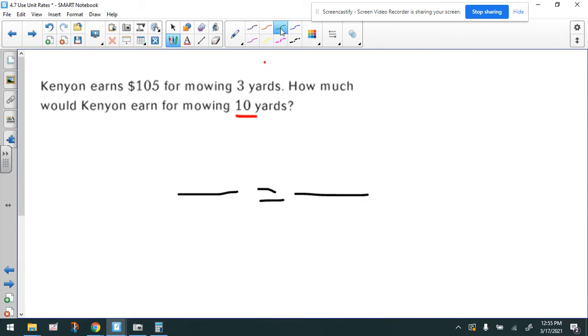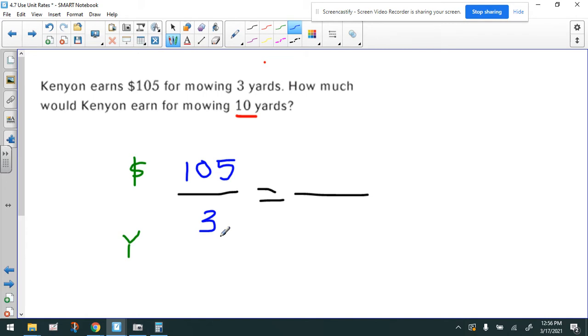So first we need to figure out what our units are. What are we comparing? We're comparing dollars to yards. Dollars and yards. So it's $105, 3 yards. All right, now we might explore whether or not we can simplify that.